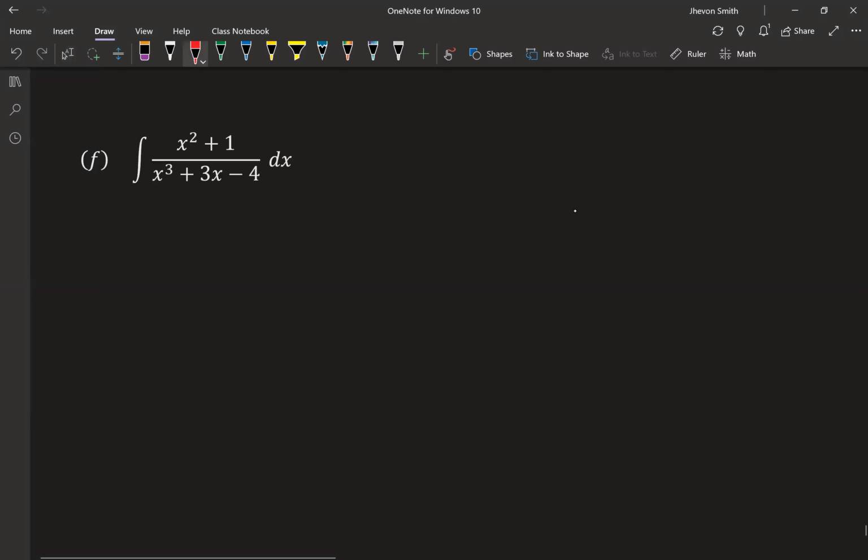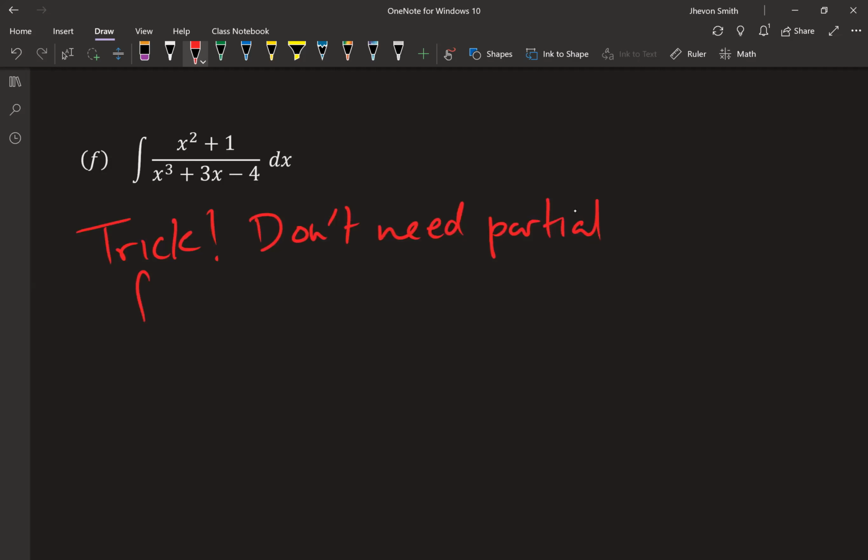And say here again, trick: you don't need partial fractions here. I was just seeing who would pay attention to see that. Remember grasshoppers, remember your training. You don't actually need partial fractions here. Now, if I tell you that, can you figure out what you can do?